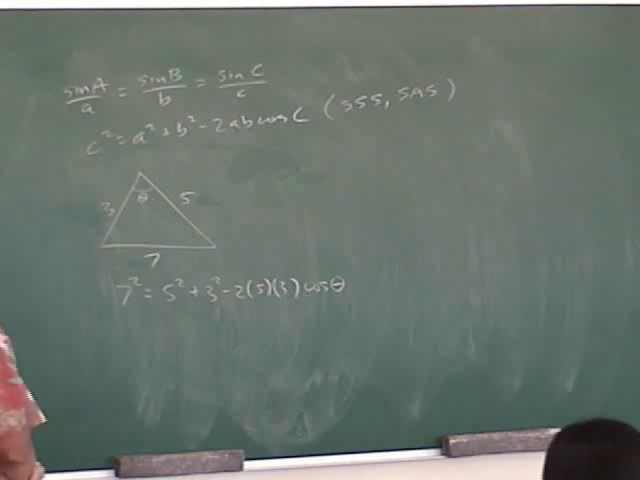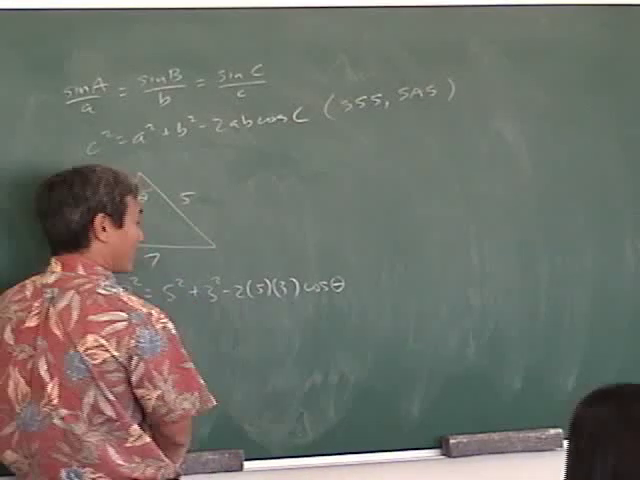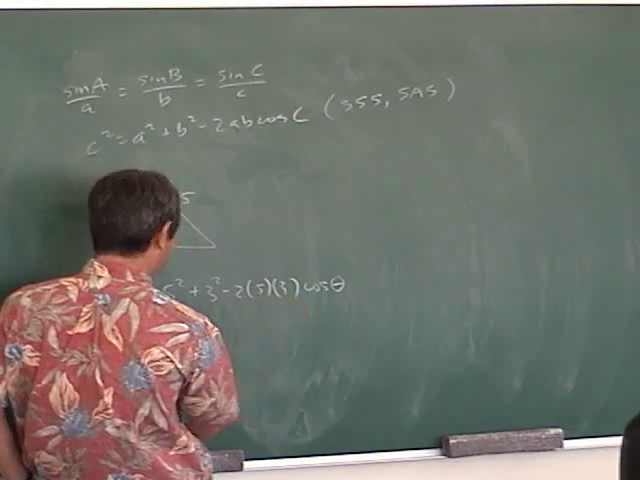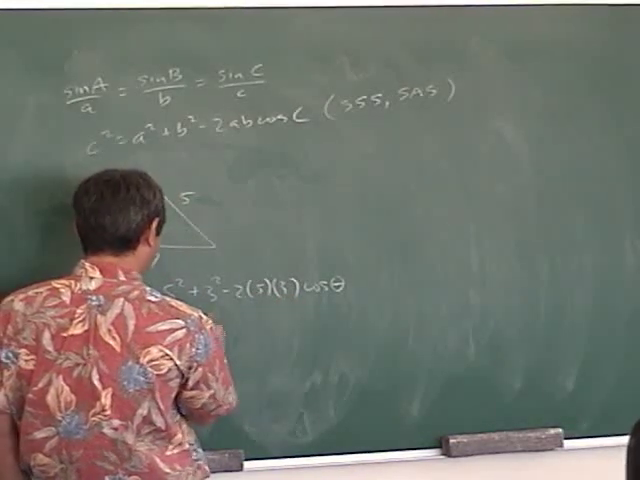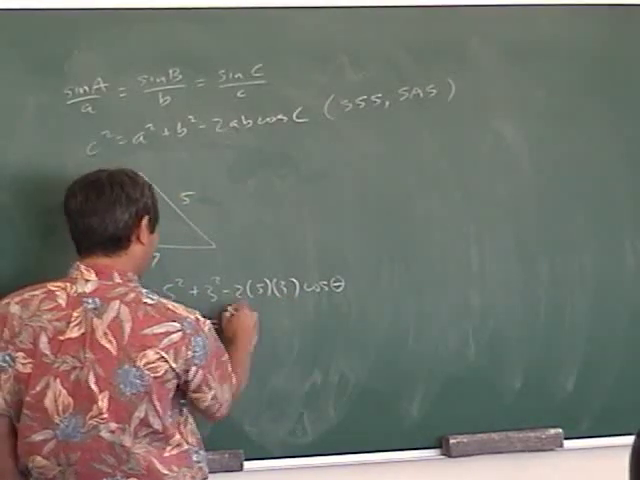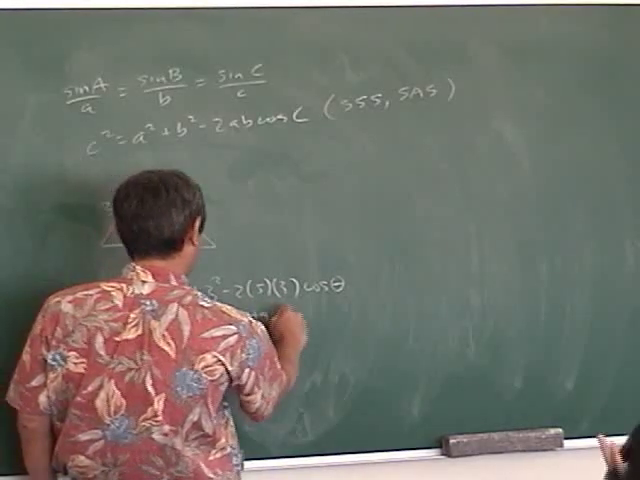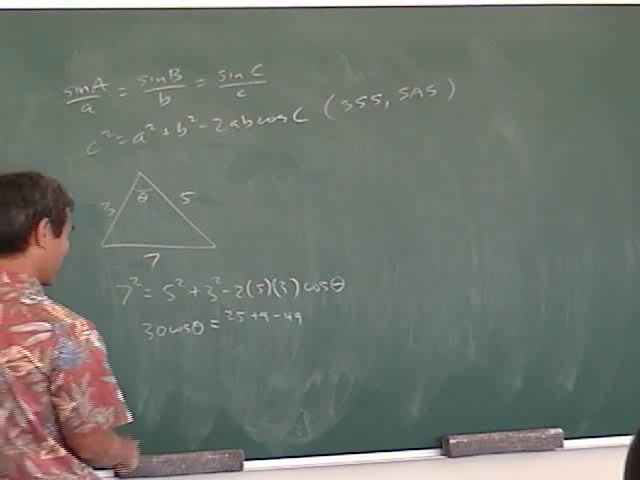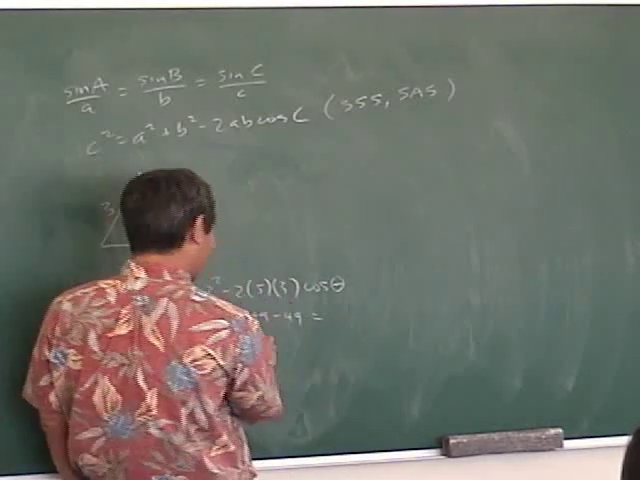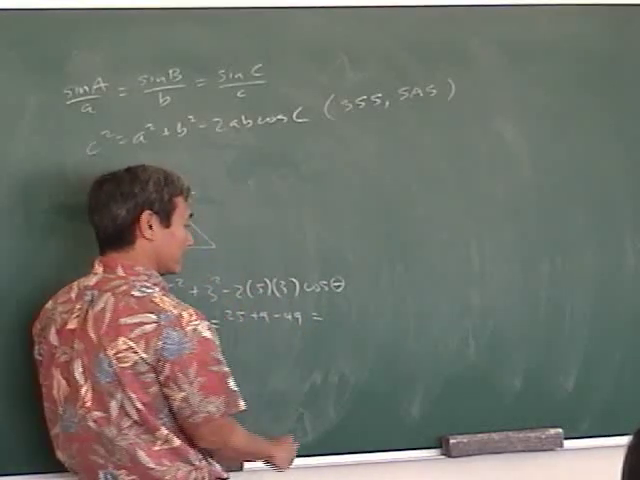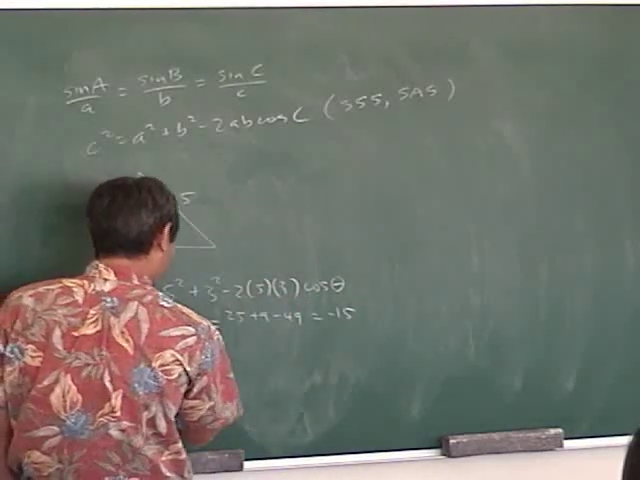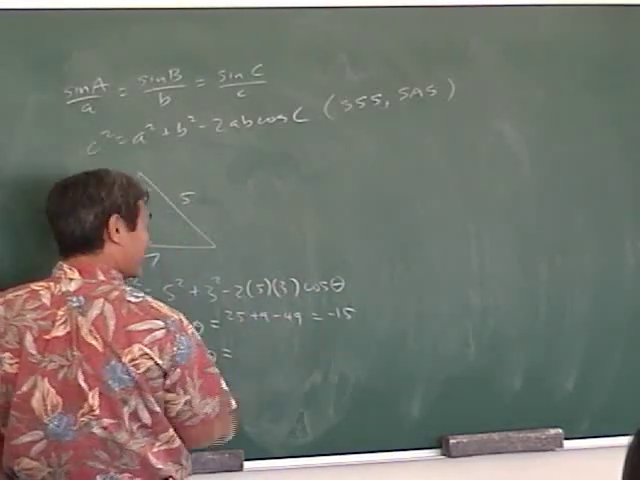Okay, let's solve for cosine theta now. What is 2 times 5 times 3? 30 cosine theta is equal to, what do we have? 25 plus 9 minus 49, correct? You put all the numbers on that side. So which is equal to, what's 34 minus 49? Negative 15. So cosine theta is equal to negative 15 divided by 30.